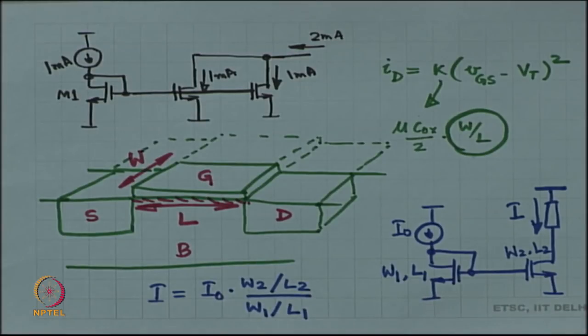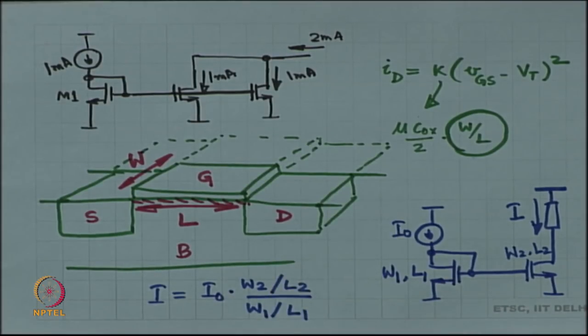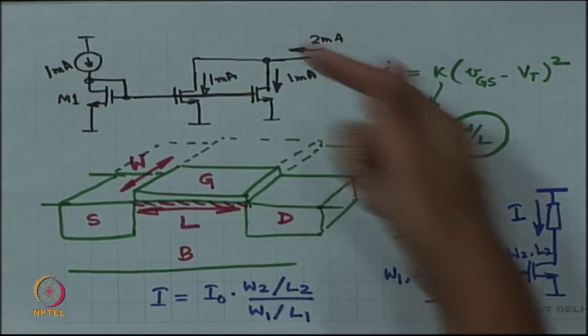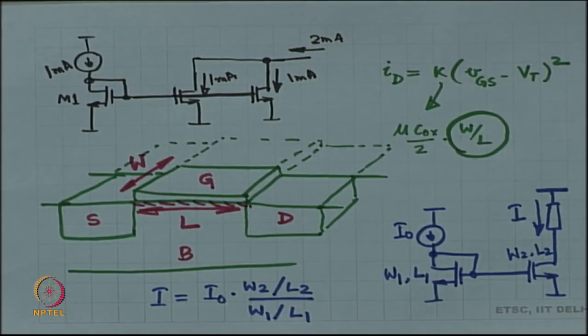final current. And now you choose your W2, W1 according to however you want, what ratio of current you want between the reference and the final result, and you get the desired current. All right, is this fine? Is this okay so far?